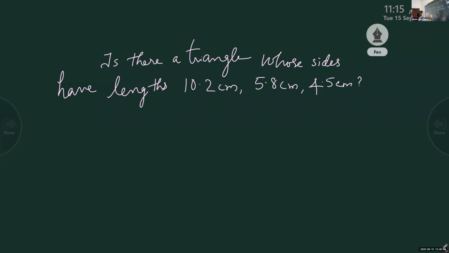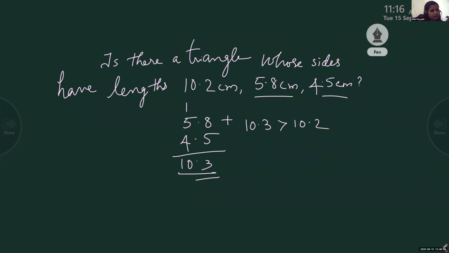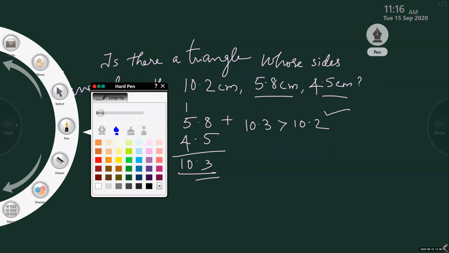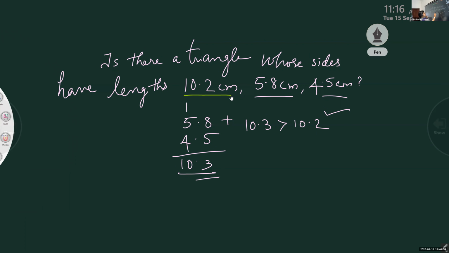We will check whether it is possible. Just speak loudly. You have to write down this question in your note. So we'll check whether it is possible or not. Take these two sides and add: 5.8 plus 4.5 is 10.3, isn't it? 10.3 is greater than 10.2. So it is okay. Next combination we'll take: 10.2 and 5.8.